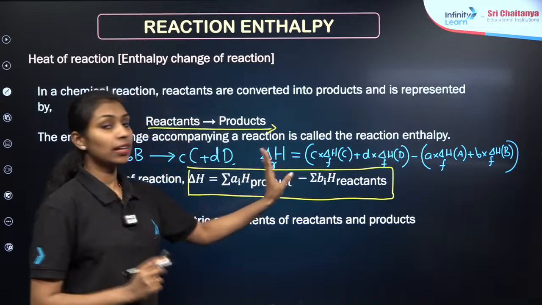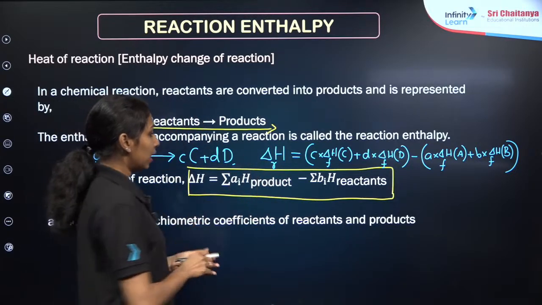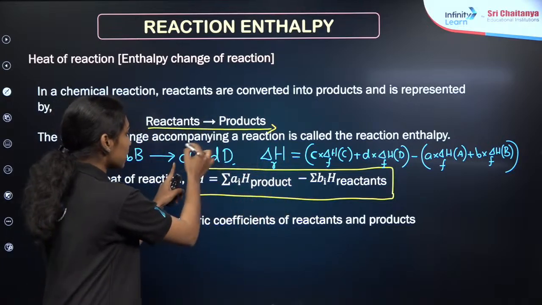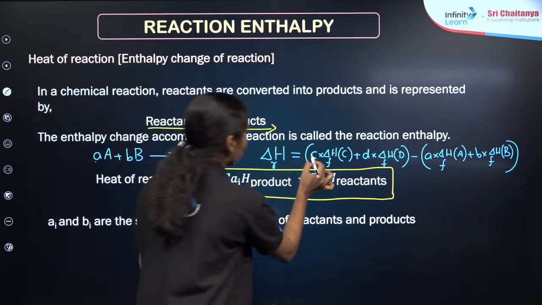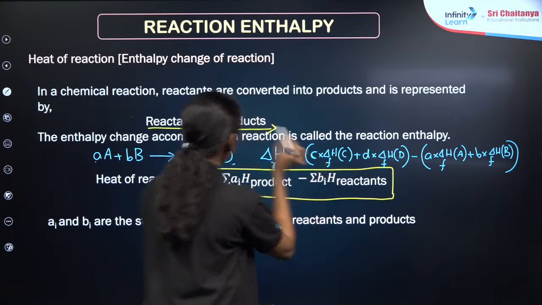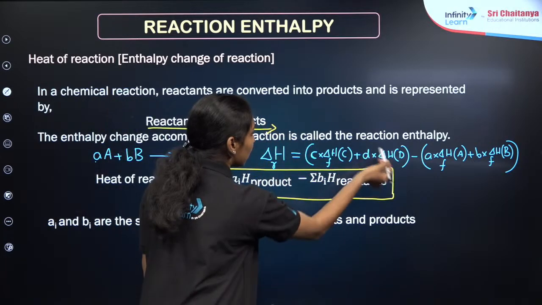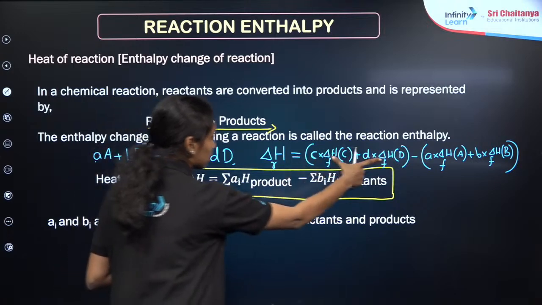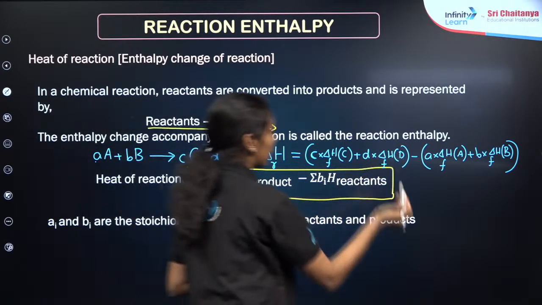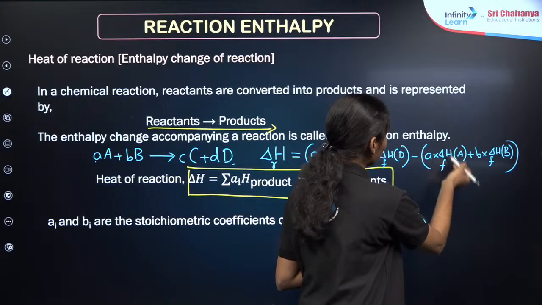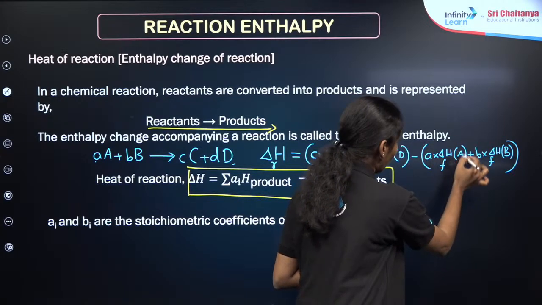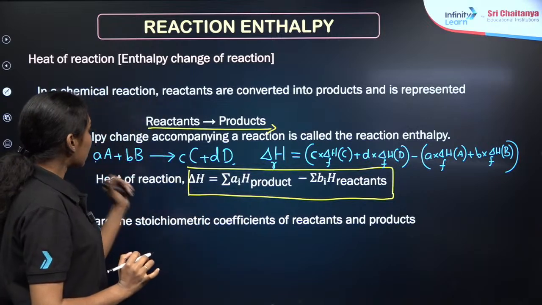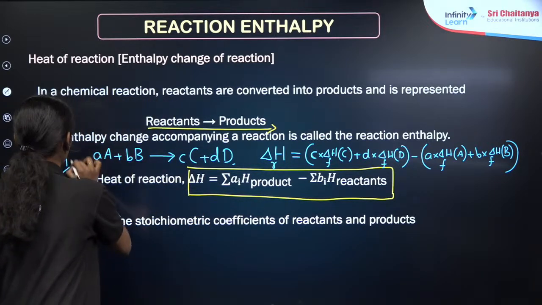Right? This will be the expansion of reaction enthalpy here. This small letter c refers to the stoichiometric coefficient of C, right? C is the product here. So small letter c into delta H formation of C plus d into delta H formation of D. This is the product side, right? Sigma a_i H products, this will be the term. Then about the reactants: a stoichiometric coefficient into enthalpy of formation of A plus b into enthalpy of formation of B. This will be the expansion of reaction enthalpy for this particular reaction.